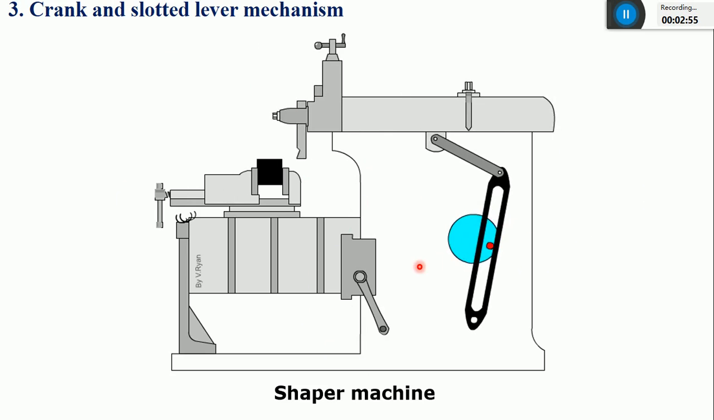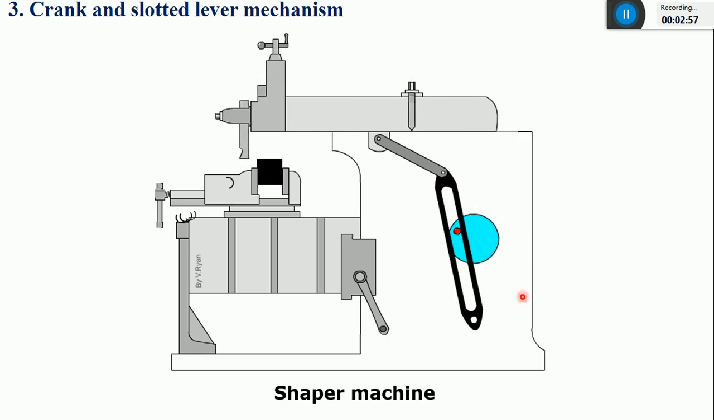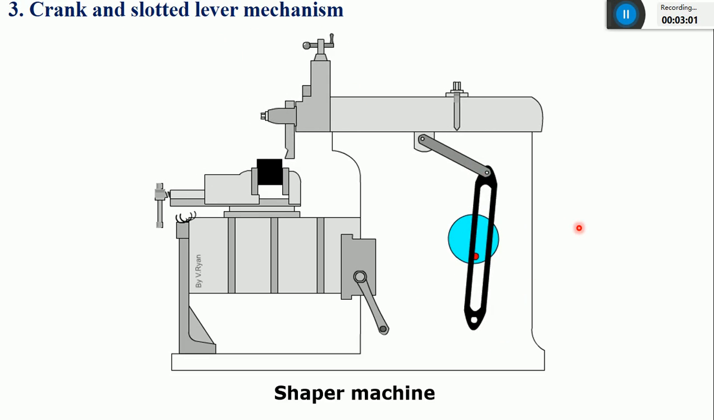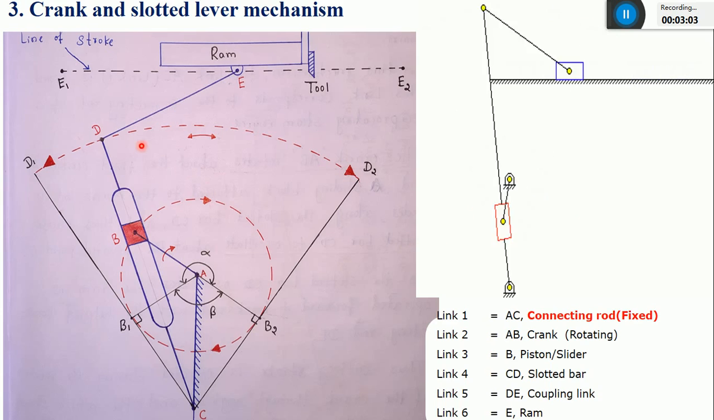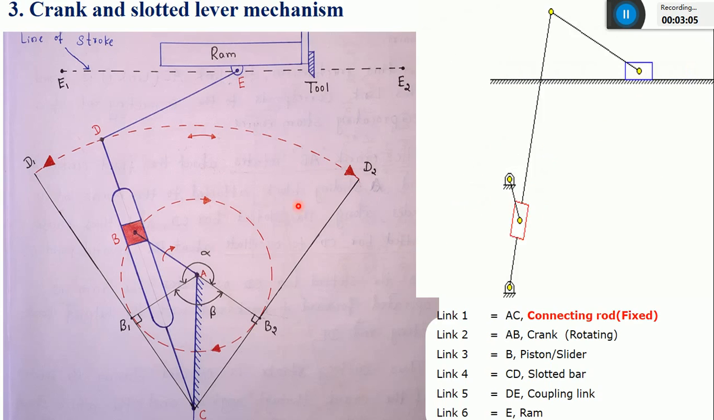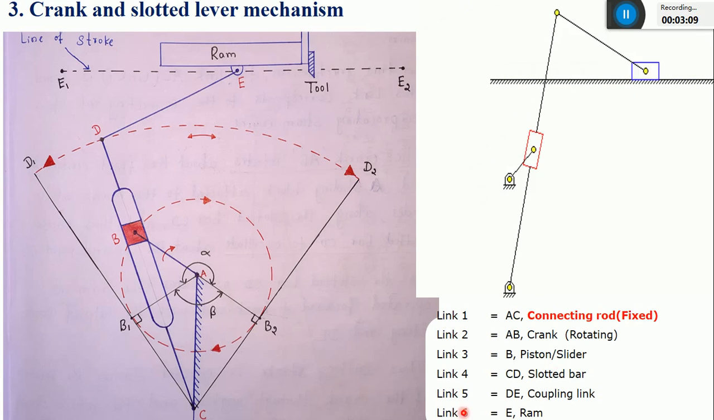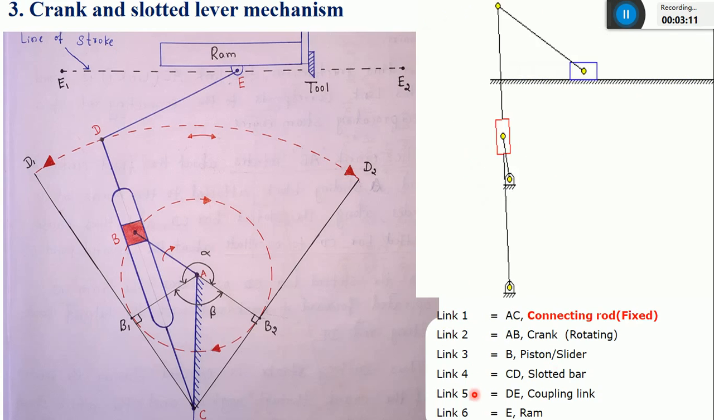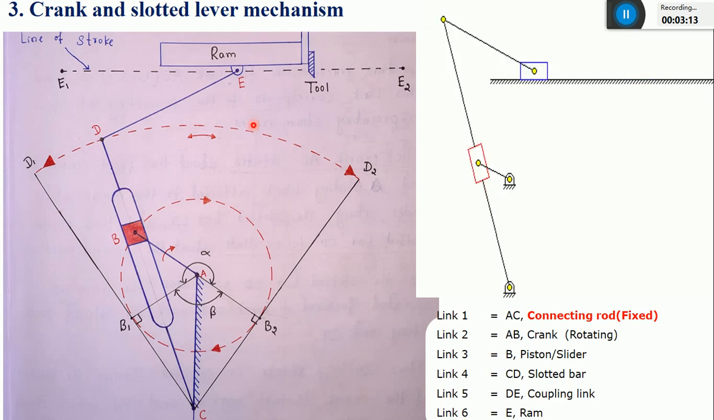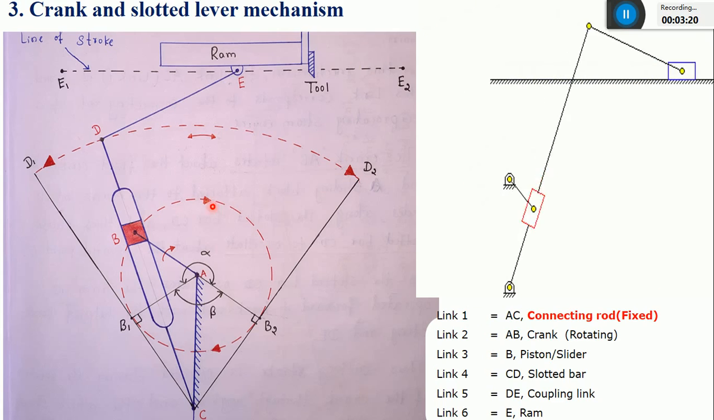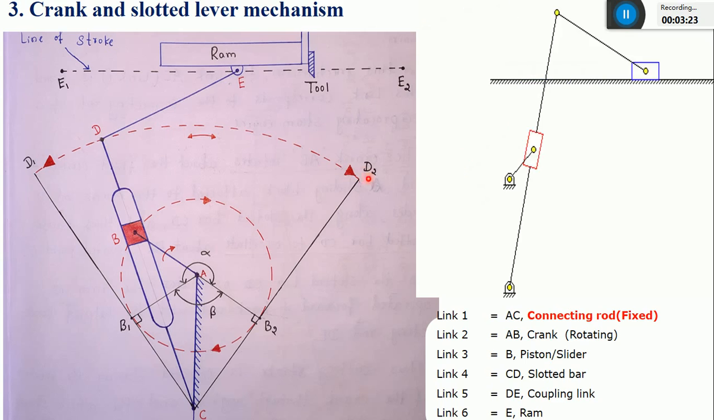So this is the shaper machine, and you can see this mechanism is known as the crank and slotted lever mechanism, which was discussed in the previous class. And we have seen the animation also. This crank and slotted lever mechanism has 6 links, 4 basic links, and the remaining 2 are used to connect with the shaper machine. And this was the animation. You can see it has one circular motion, and one oscillating type. Correct?